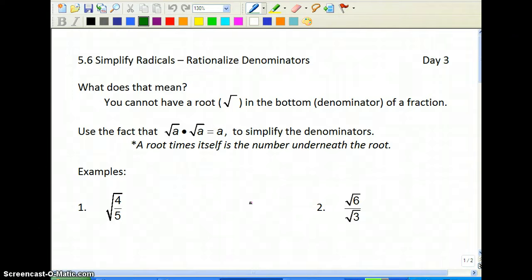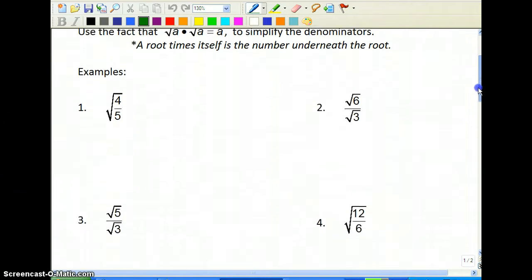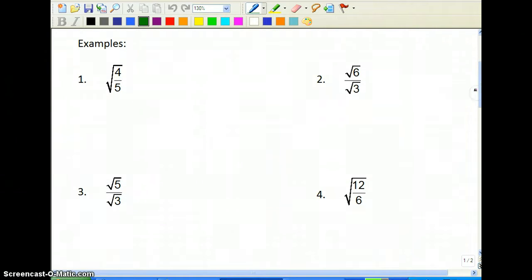We're going to remember that the square root of a times the square root of a is a. So a square root times itself gets rid of the radical sign, which is going to be helpful because we're trying to get rid of the radical sign in the denominator. All right? Now, you want to continue to do all of the things that we've done in 5.6 first. And then if you still have a radical in the denominator, we will use this new rule or this new method to get rid of it.